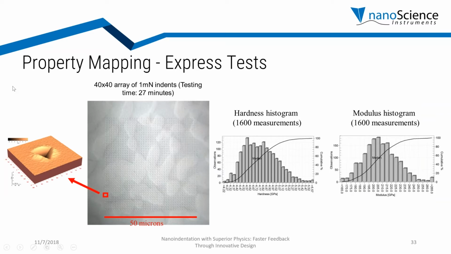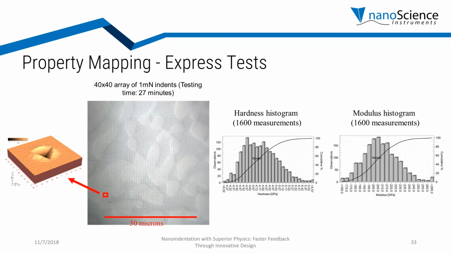So moving forward, let's look at one example of an array of indents. As I mentioned earlier, you can map out areas of your material. You don't have to prepare your sample and perform an experiment to get just one indent point, such as in a regular tensile test. Here, you prepare your sample, and it's really easy. You just have a flat sample, you mount it on your sample holder, and that's it.